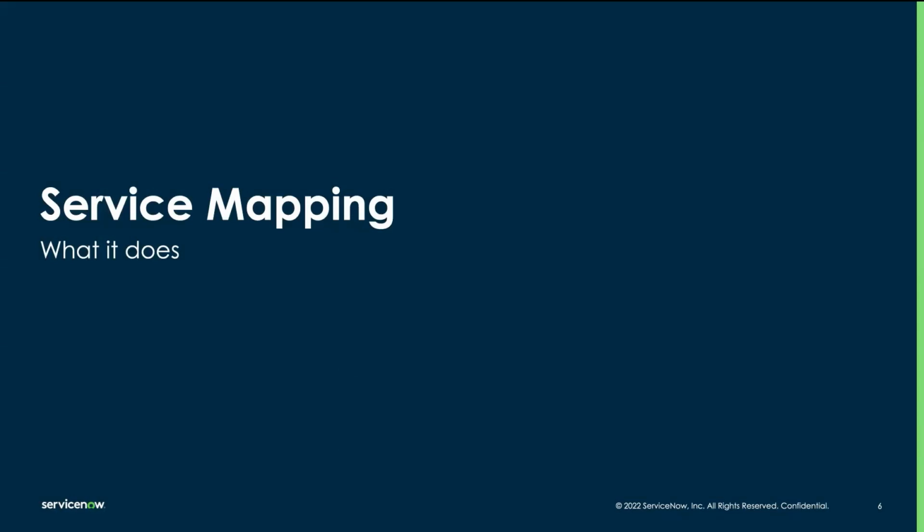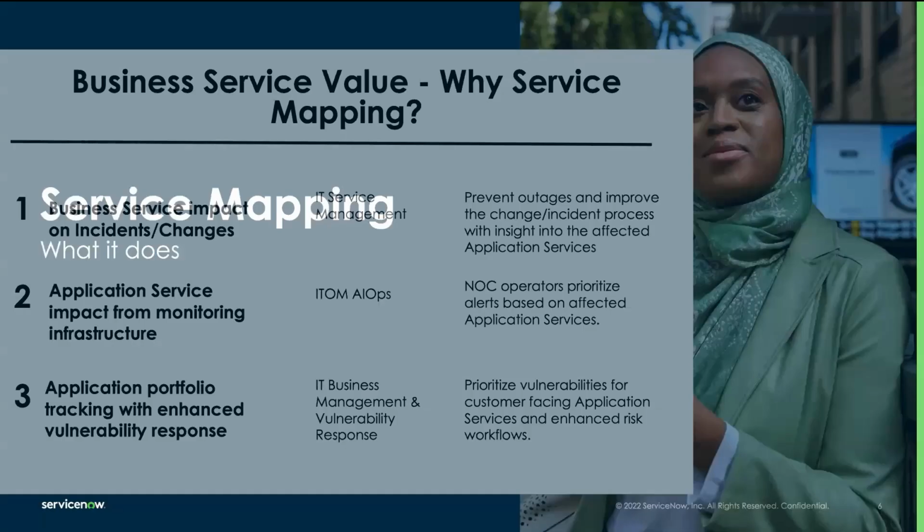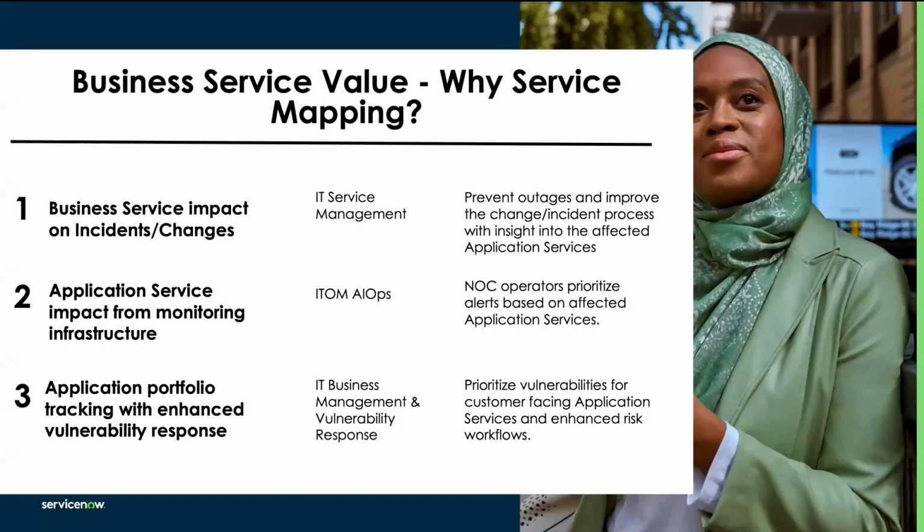All right, so what does service mapping do? The core of service mapping is just how it gives you the ability to see what configuration items, or CIs, support a particular business service within your organization, and also how these CIs are related. So these service maps are held directly within your CMDB, connecting your business services to your infrastructure.